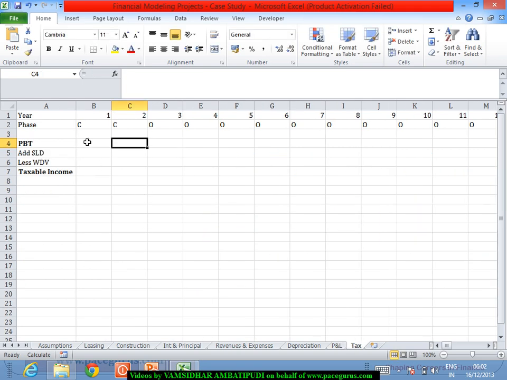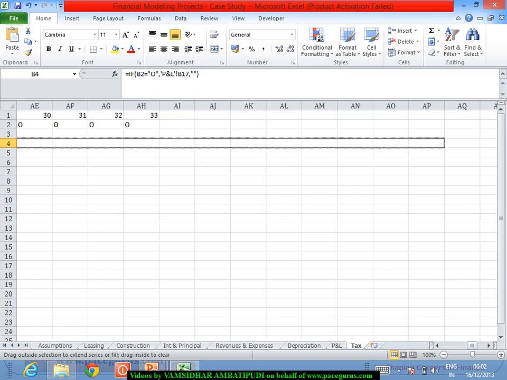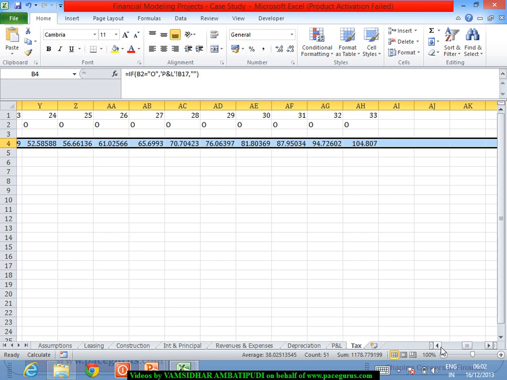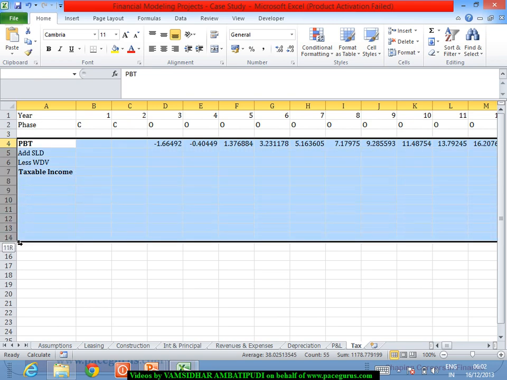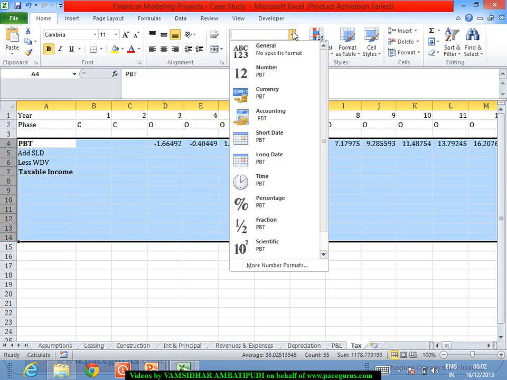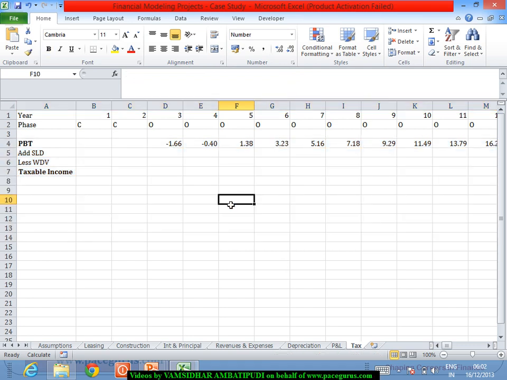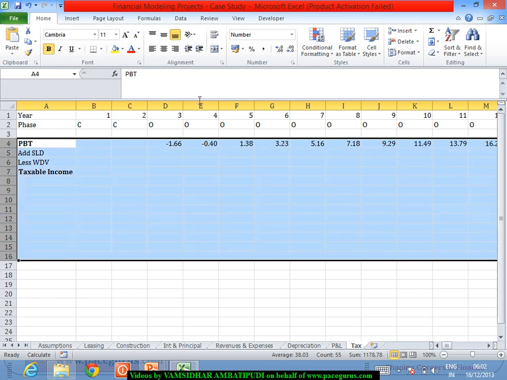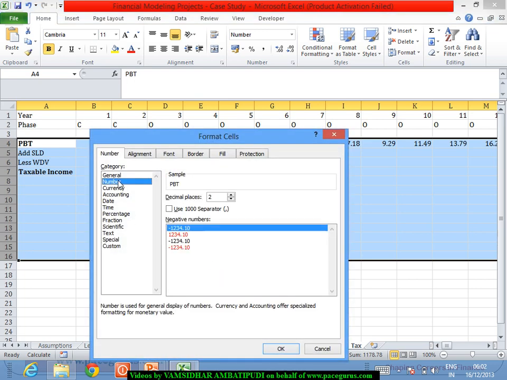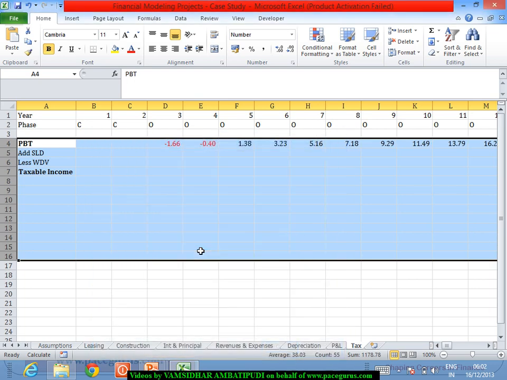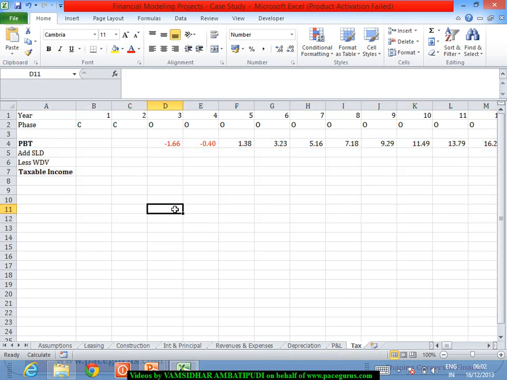So this part is clear for me. The PBT is something which I am pulling out from my existing P&L statement, and all these are linked, so no problem at all. So this is my PBT, and wherever possible, probably until here, I'll put the number based formatting. And probably even this number based formatting I would go for highlighting in red. That would be much better. Okay, this is my PBT.